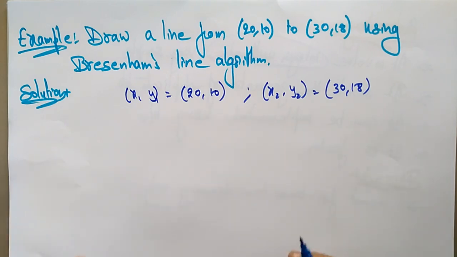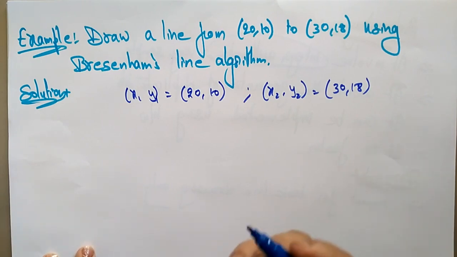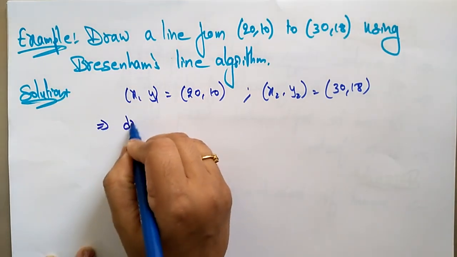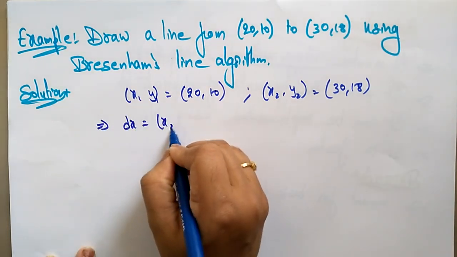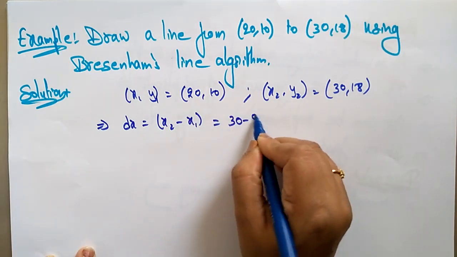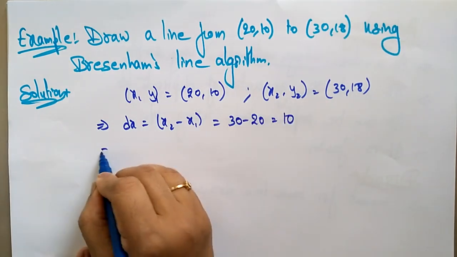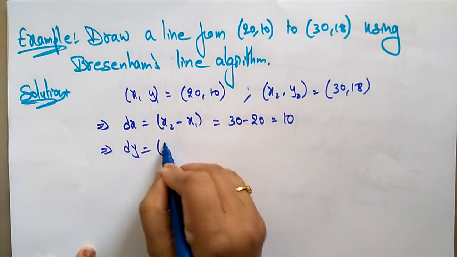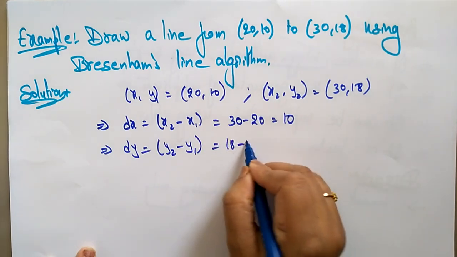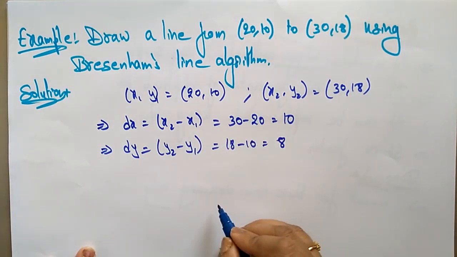In step 2, you need to find out the dx value and the dy value, the difference: x2 minus x1 and y2 minus y1. So now let's take dx is equal to x2 minus x1, that is 30 minus 20, you will get 10. And dy is equal to y2 minus y1, so what is the y2? 18 minus 10, you will get 8.